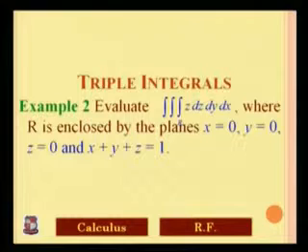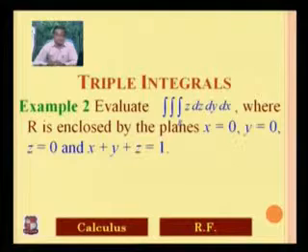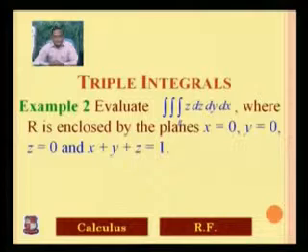Now in the next example, evaluate the triple integration over the region R of z dz dy dx, where R is enclosed by the planes x equal to 0, y equal to 0. The region R is not a rectangular box, but it is bounded by 4 planes: x equal to 0, y equal to 0, z equal to 0, and the fourth plane is x plus y plus z equal to 1.